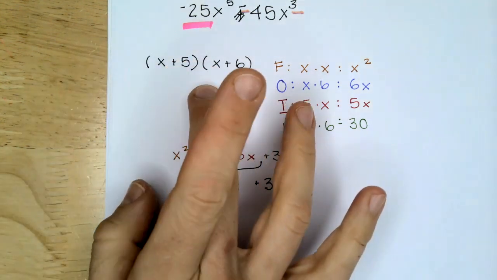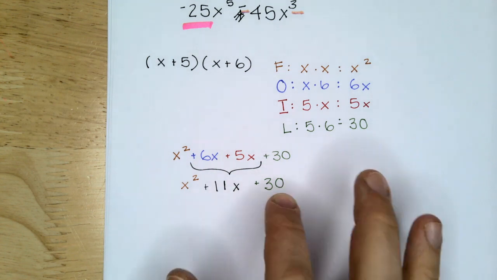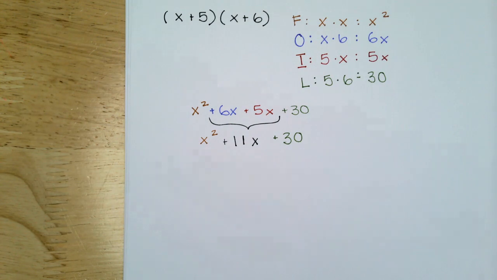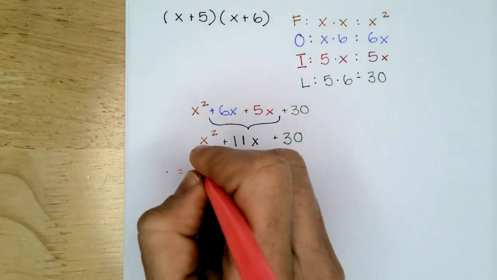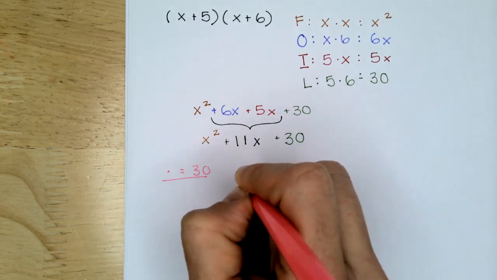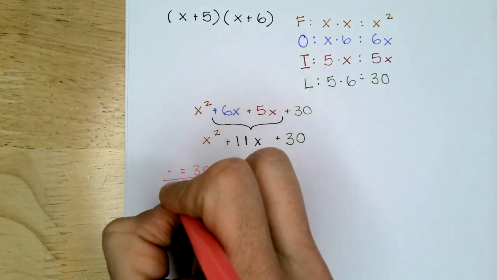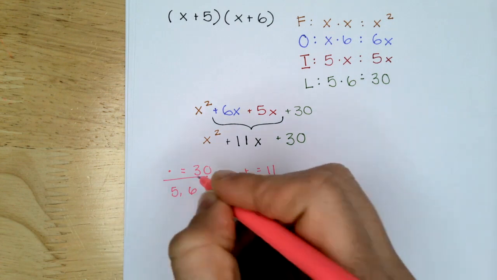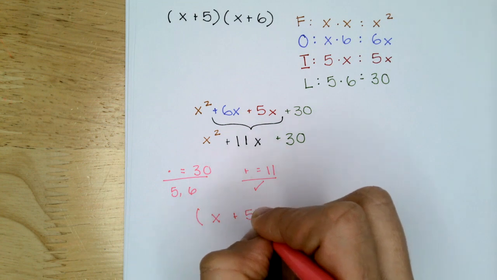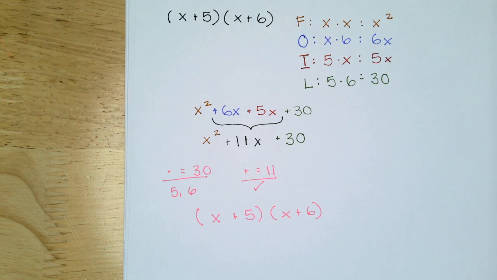So FOIL is the opposite of factoring. When we have to factor x squared plus 11x plus 30, we think, okay, it has to multiply to equal 30, and it has to add to equal 11. What 2 numbers multiply to 30 and add to 11? As we go down the list, we'll find that it's positive 5 and 6. They add to 11, they multiply to 30, and so we end up with x plus 5 times x plus 6. So FOIL is the opposite of factoring.